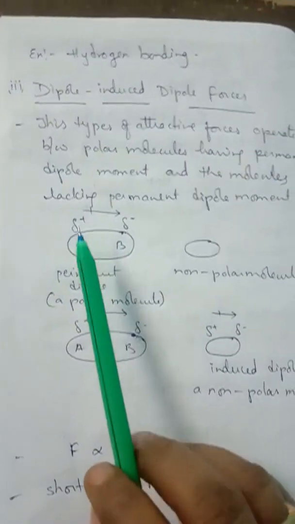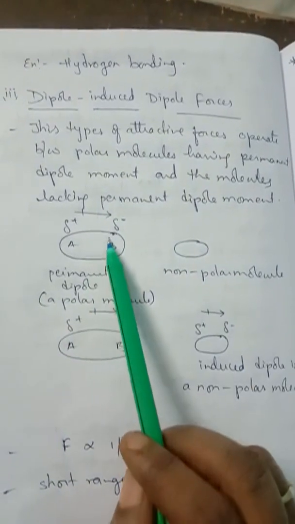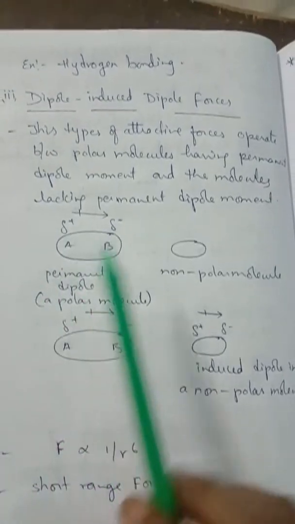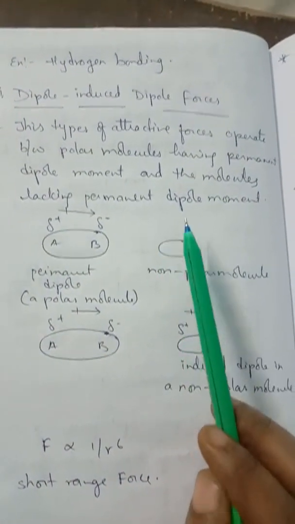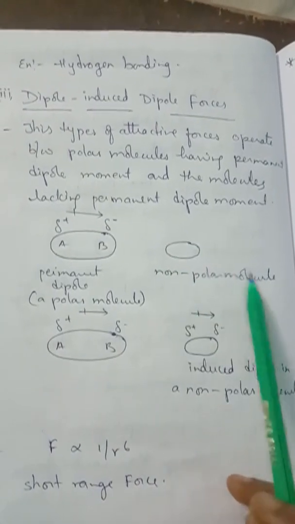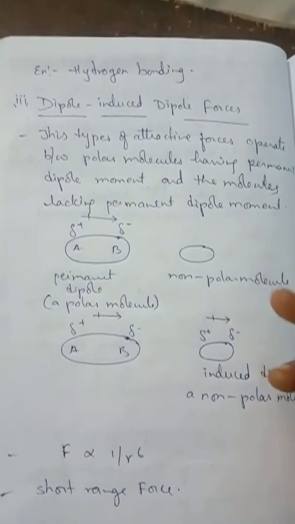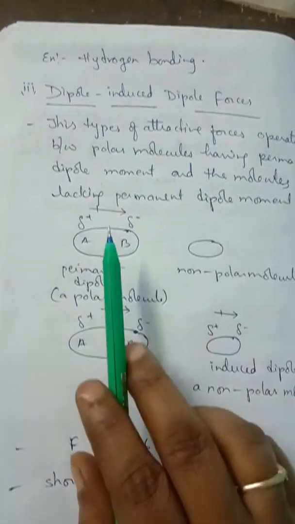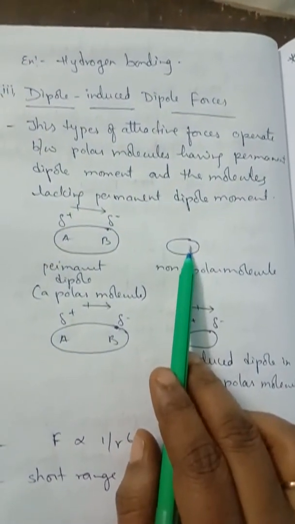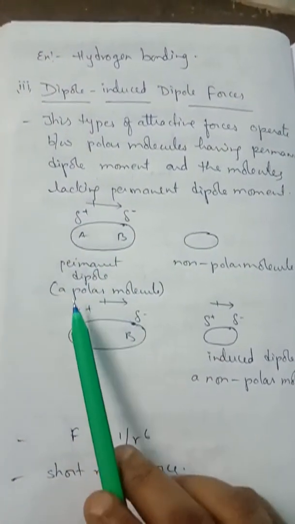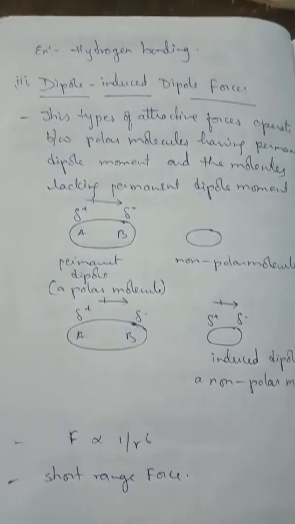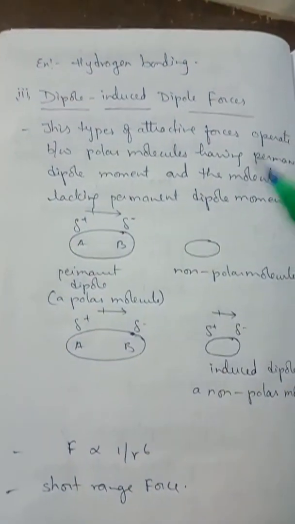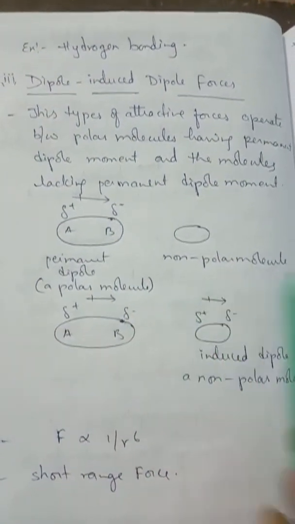So look at here. This type of force will be present between a molecule which has a permanent dipole and a non-polar molecule. A dipole is nothing but having a partial positive and a partial negative charge, while the non-polar molecule does not have any dipole moment. So here we have taken two molecules: a permanent dipole, which is also known as a polar molecule, and a non-polar molecule. So we can simply say dipole induced dipole forces occur between a polar molecule and a non-polar molecule.